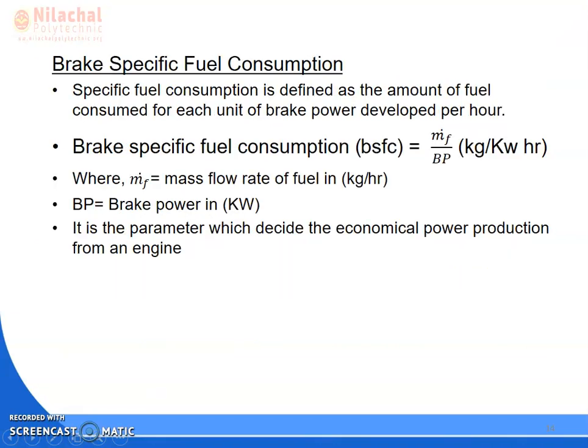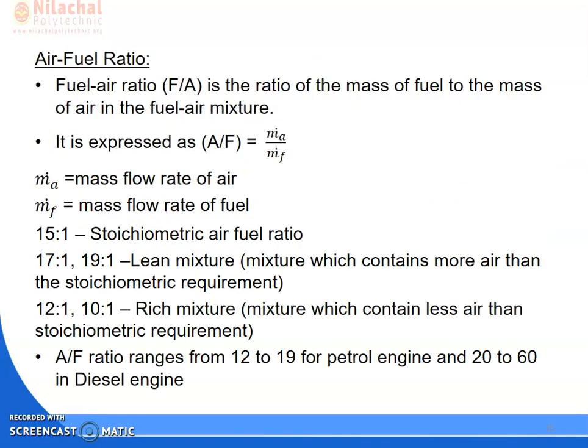If you calculate the indicated specific fuel consumption, it will be the mass flow rate of fuel by indicated power, that is m dot F by IP. Then we will discuss how we define air fuel ratio. Fuel air ratio, that is F by A, is the ratio of mass of fuel to mass of air. It is expressed as A by F, mass flow rate of air divided by mass flow rate of fuel. So what is the stoichiometric air fuel ratio?